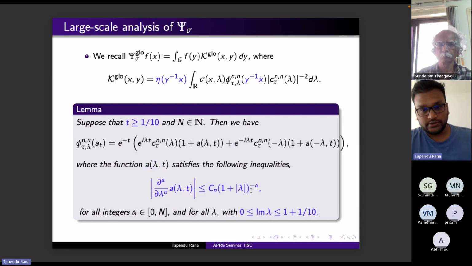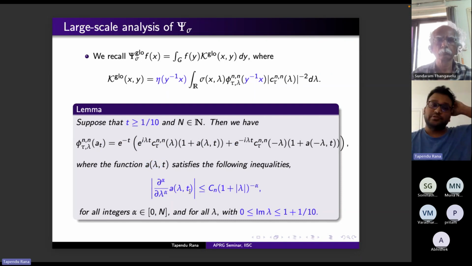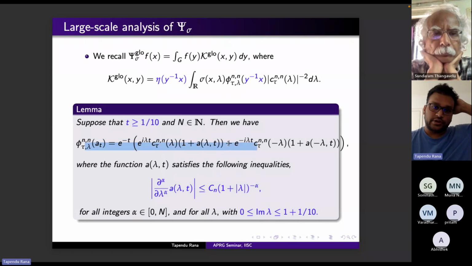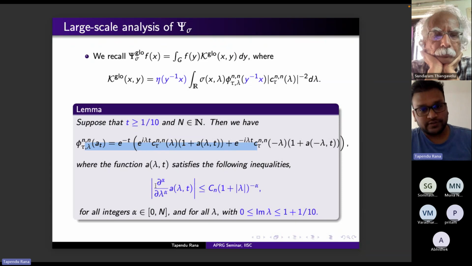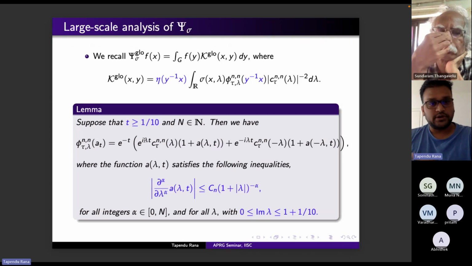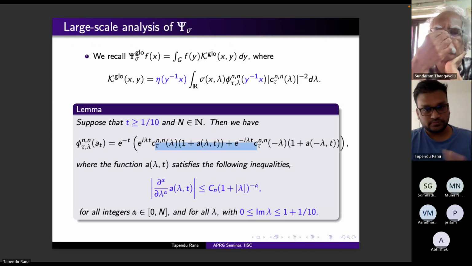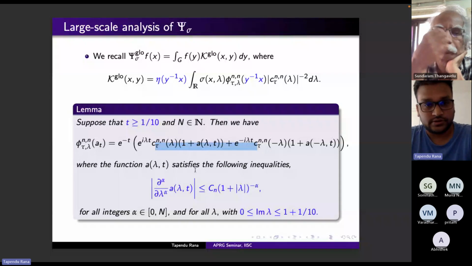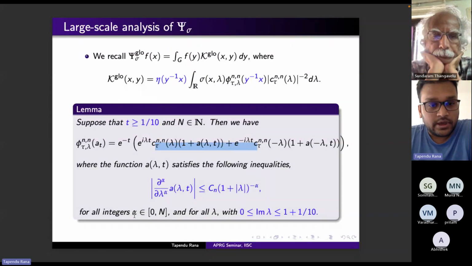I would like to mention that this expansion holds for any t belonging to R, but to have this kind of estimates of A_lambda(t), you need t away from 0. But this expansion will always hold. Nonetheless, what matters is what t is. And this will hold for all lambda with 0 less than or equal to imaginary part of lambda less than or equal to 1 plus 1/10.